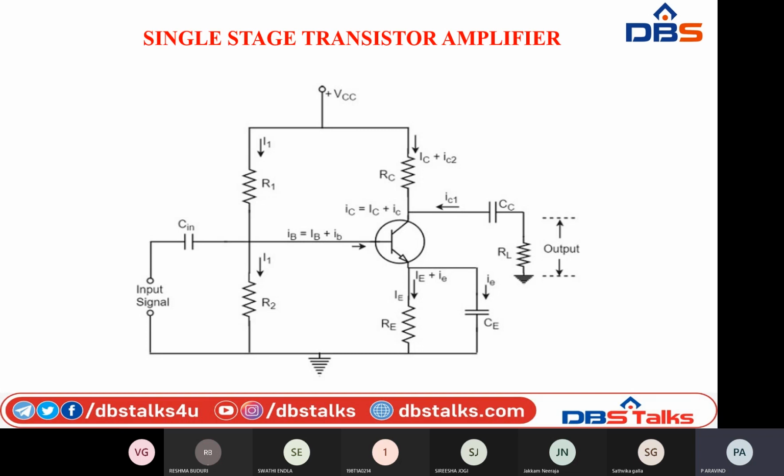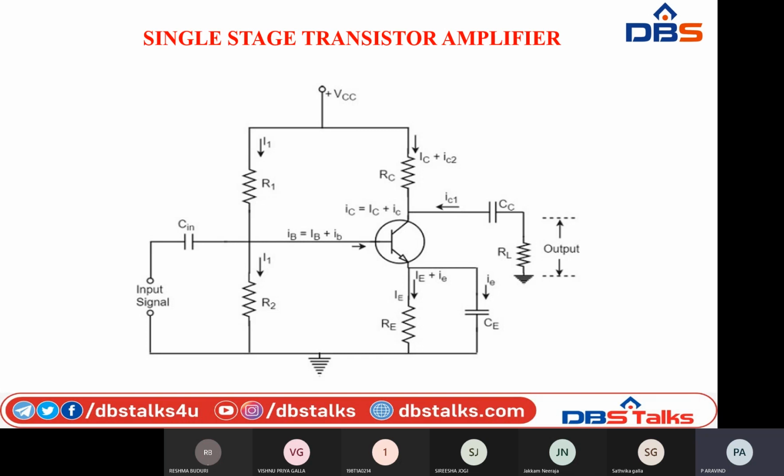Next, the emitter bypass capacitor, CE. Here this capacitor is employed in parallel to the emitter resistor, that is RE, and the amplified AC is bypassed through this only. If this is not present, then the signal will pass through RE, which produces a voltage drop across RE. That will feed back the input signal, reducing the output voltage.